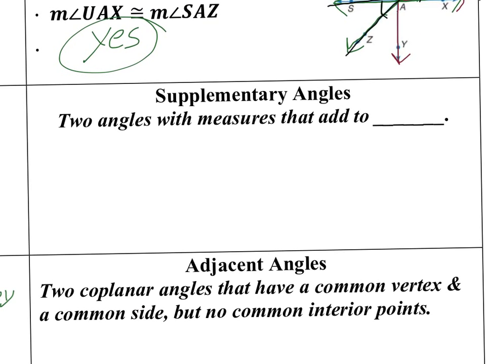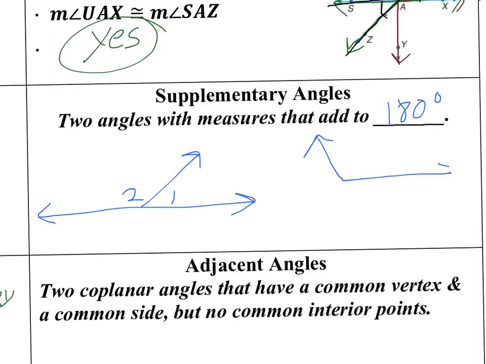Supplementary, very similar concept, except they add up to 180 degrees. Again, these two angles are supplementary. They add up to 180 degrees. But also, if I had this angle being 100 and this angle being 80, these are supplementary because they add up to 180 degrees.